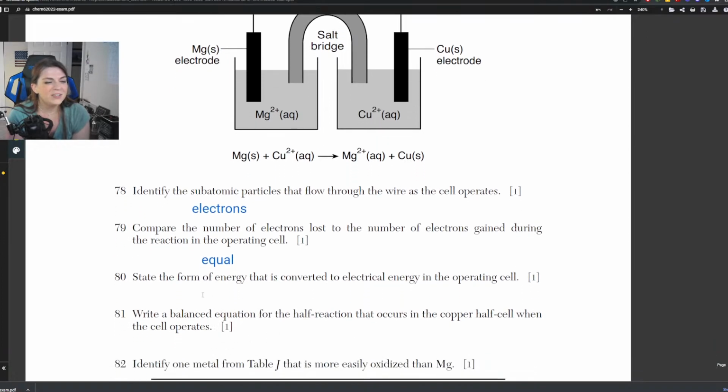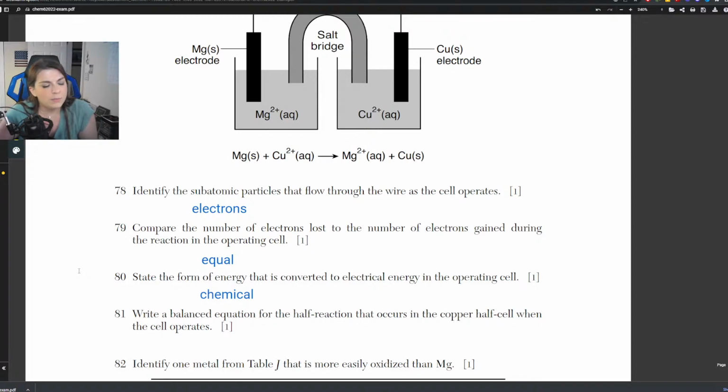Question 80, state the form of energy that is converted to electrical energy in the operating cell. It's chemical energy. It's the chemical energy that is stored within the bonds of whatever the magnesium is bonded to, whatever magnesium solution this is, and same with the copper. It's all within the substance itself. So that is chemical energy converting to electrical as the battery operates.